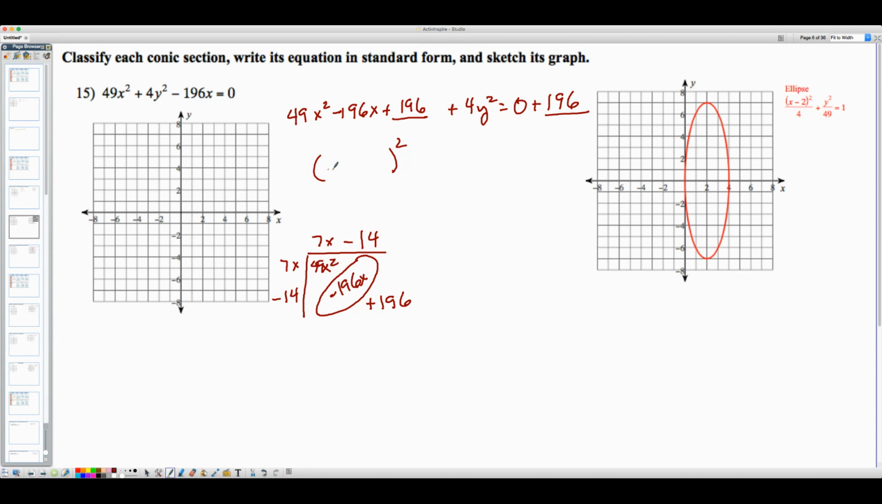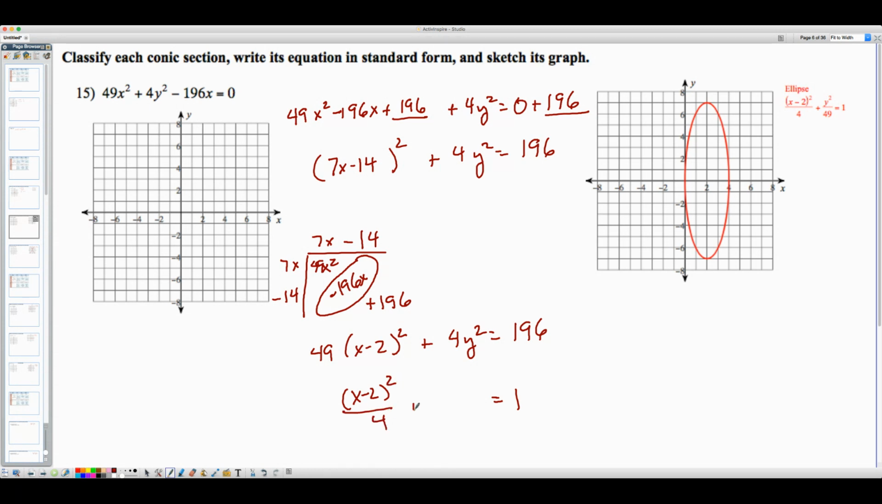And so here we have 7x minus 14 squared plus 4y squared is equal to 196. I can also write this as 7 squared, which is 49 times x minus 2 squared plus 4y squared is equal to 196. When I divide both sides by 196 to get it equal to 1 in the standard form, I get (x minus 2) squared over 4 plus y squared over 49 is equal to 1, and sure enough, that checks with what we've got.